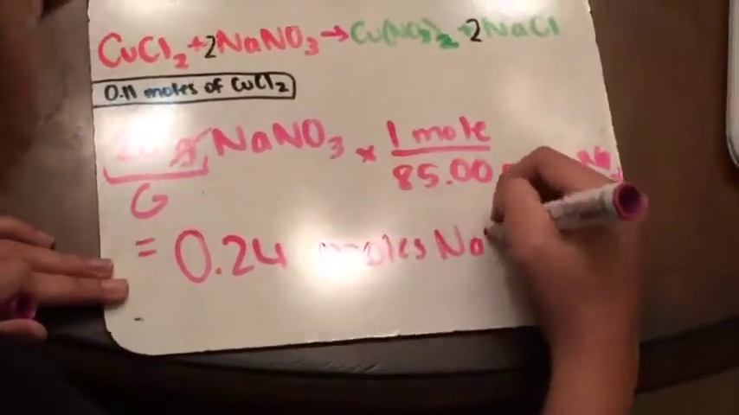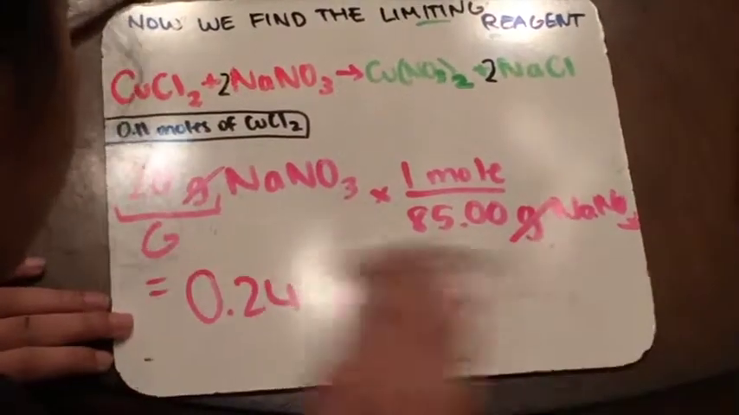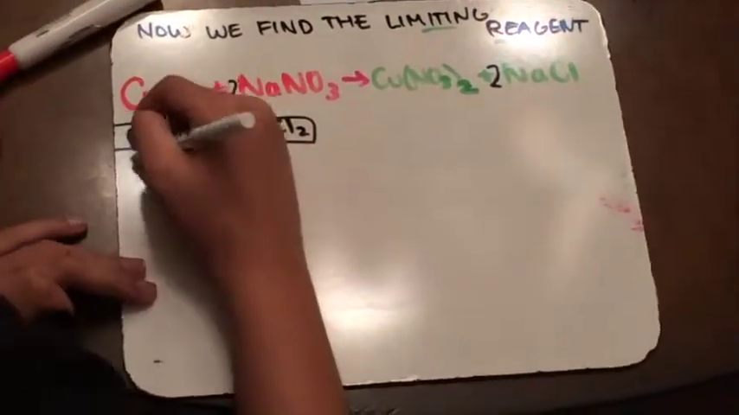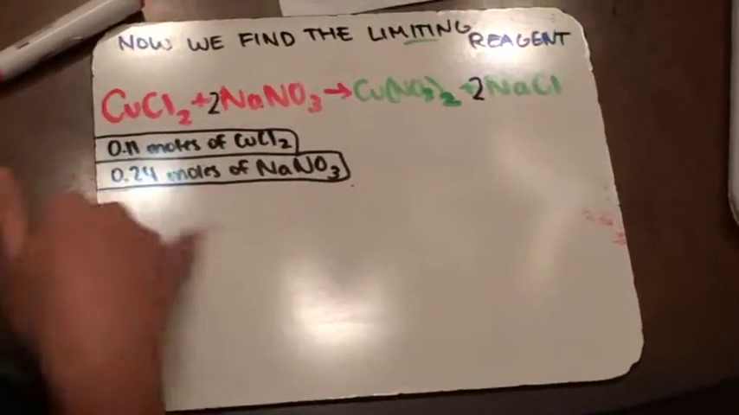That gives me 0.24 moles of sodium nitrate. Basically, I just converted that into moles. So that is how much we have. So both of those values are how much of each compound that we have.